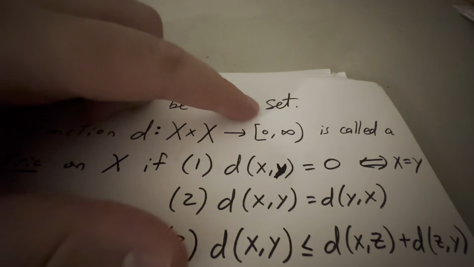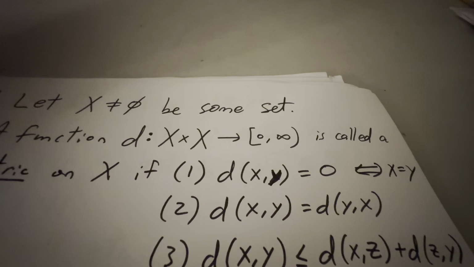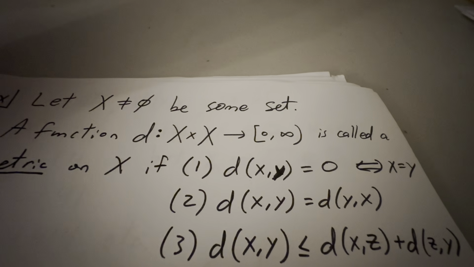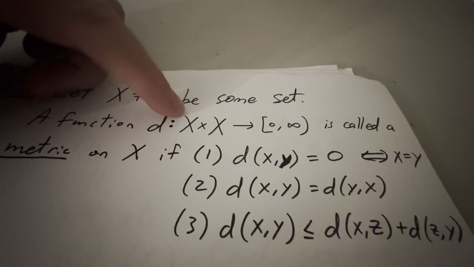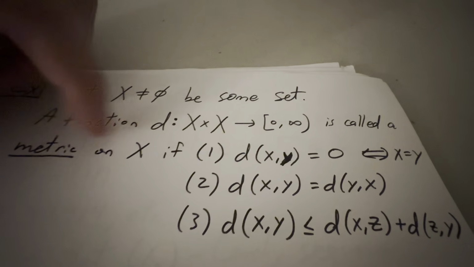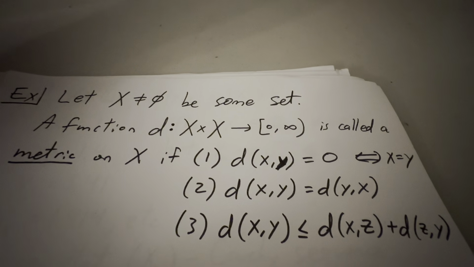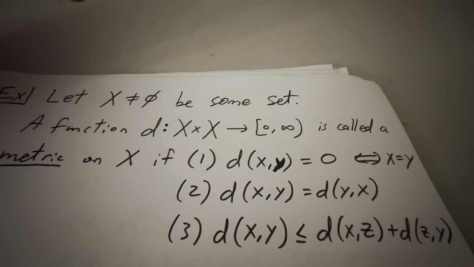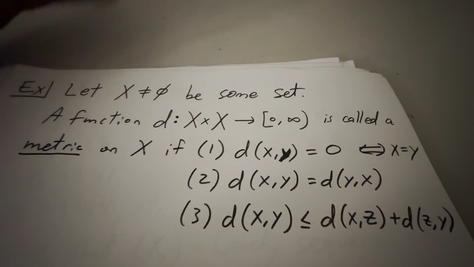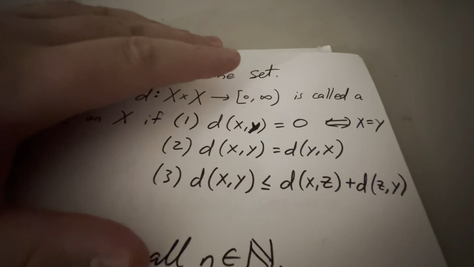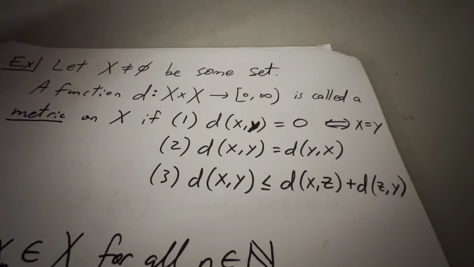And the output of the function D is non-negative, so we don't want any negative outputs here. We call such a function a metric on X if three conditions are satisfied. So this is a definition. I write example here because it's really just an example of how our set notation, or not set notation, but these math symbols are used.